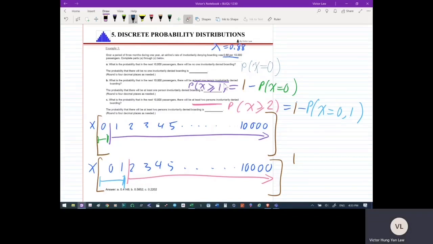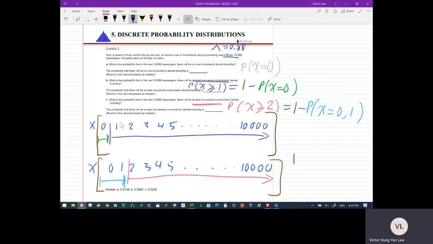Part B: what we're looking for is the probability that in the next 10,000 passengers, there will be at least one person denied boarding. So we're looking for the probability of x greater than or equal to 1. From the diagram perspective, we have x going from 0 all the way to 10,000. We could have 0 people being denied boarding all the way to 10,000 people denied boarding, because we're serving 10,000 people.